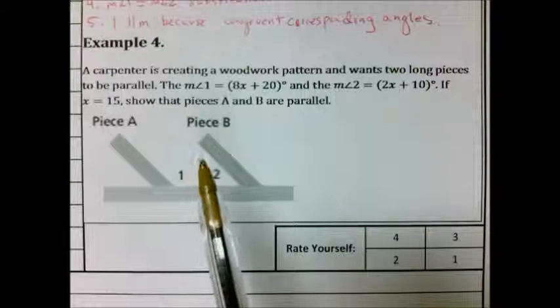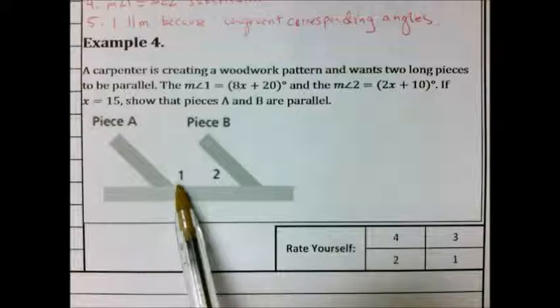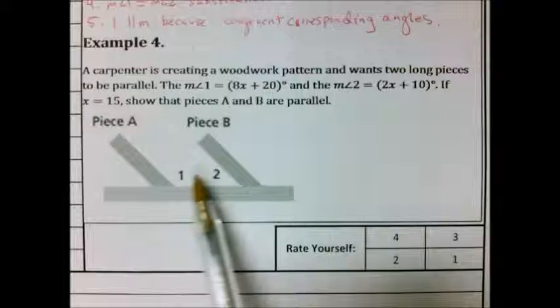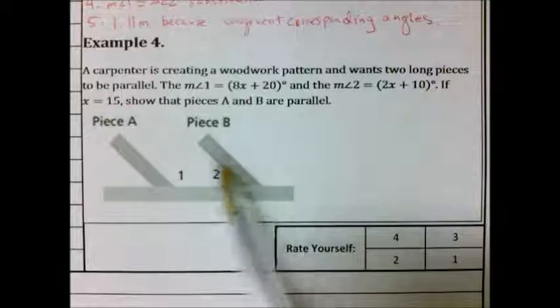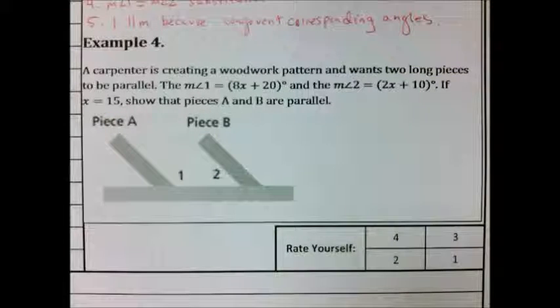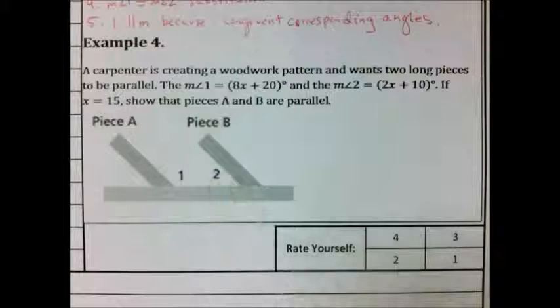I'm just going to get you started on this, and I'm going to let you do this on your own. I want you to prove to me, using that information about angles 1 and 2, that A and B, those two pieces, are parallel. So my question to help get you started is, what is the relationship between angles 1 and 2? All right, good luck. I hope you do well.